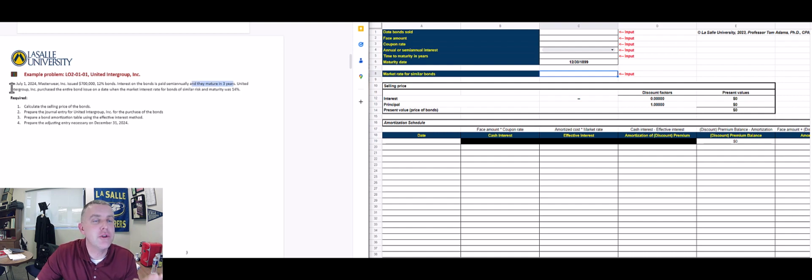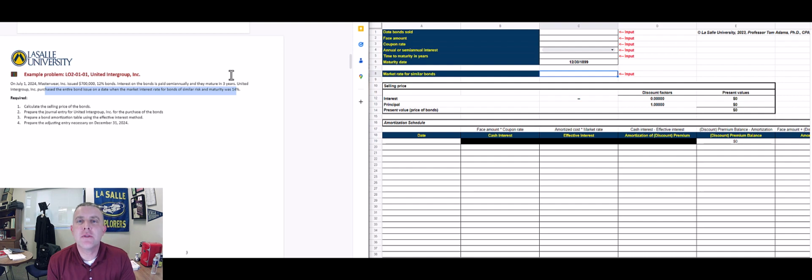United Intergroup here is the investor, so they are loaning the money to Masterware. They purchased the entire bond issue when the market rate for bonds of similar risk and maturity was 14%. So Masterware's bonds are paying 12% interest at a time when other bonds that look the same, have the same terms, same underlying risk, are being sold by some other similar company offering 14%. Okay, so why is this?